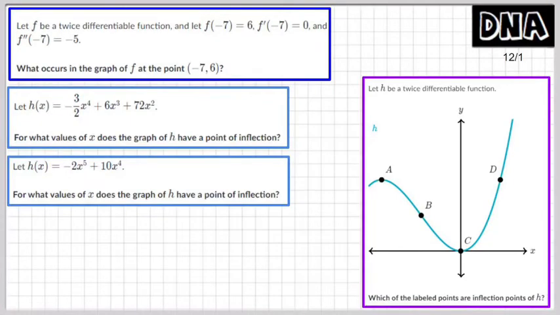It says, for what values of x does the graph of h have an inflection point? Now, this is very, very important. Listen to me, Stews. You do not have an inflection point unless the sign changes on f double prime. You do not have an inflection point unless the sign changes. Okay, so first, we got to get crazy.